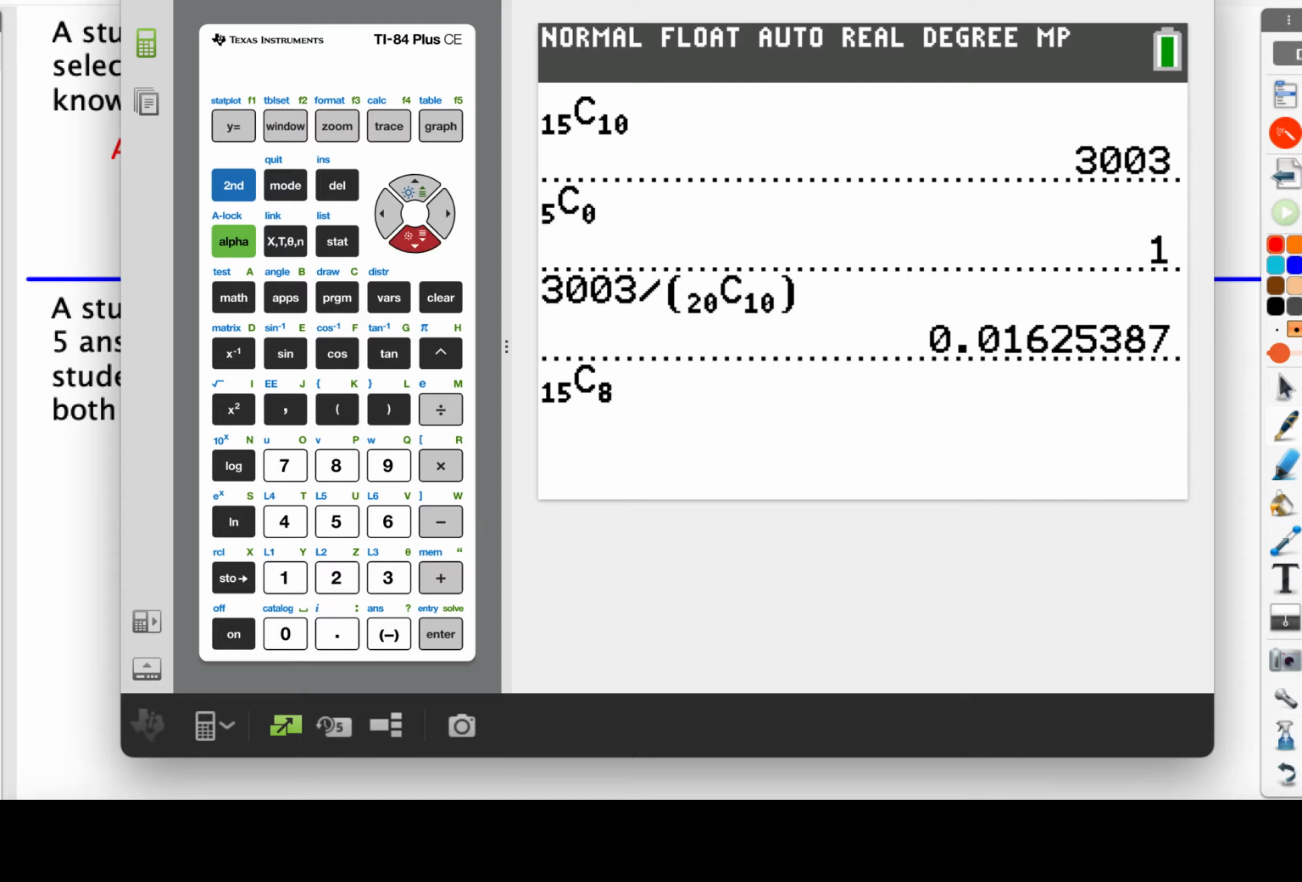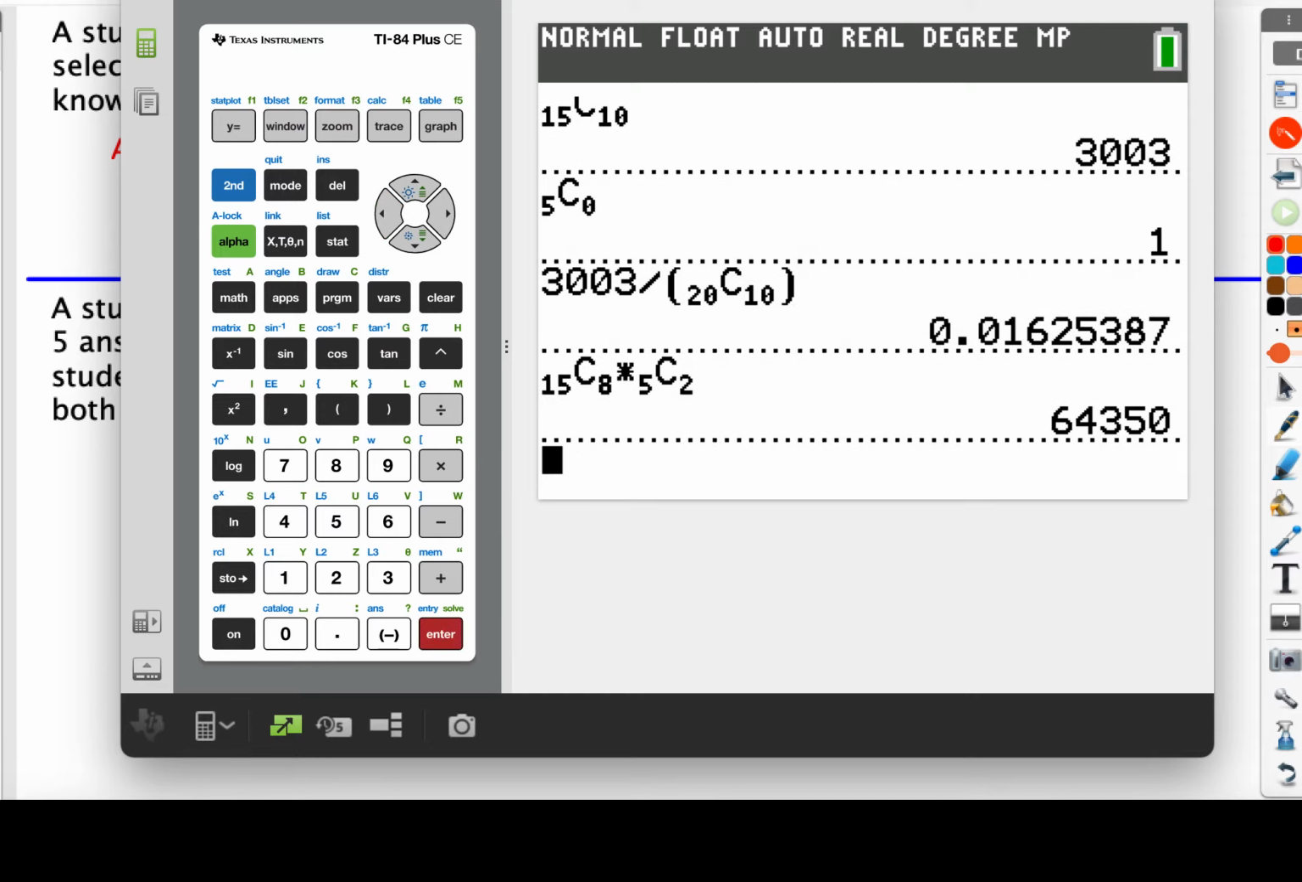And I'm going to multiply by, I'm going to go up here to my 5, choose 2. And then we're going to say, well, okay, if there's that many ways to get 8 right, which makes sense. Again, there should be more ways to get 8 right and 2 wrong, right? There's a lot of combinations there.